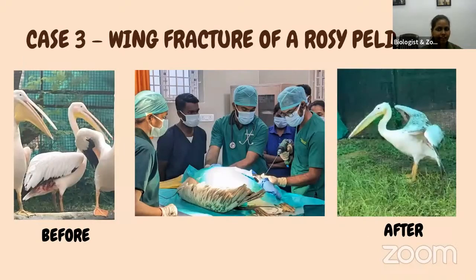Then this is a wing fracture case of a rosy pelican. In the first picture, can you see there is blood coming from the broken wing? And the second picture is three doctors doing the surgery, correcting the fracture. And in the third picture, you can see that the pelican is now okay.